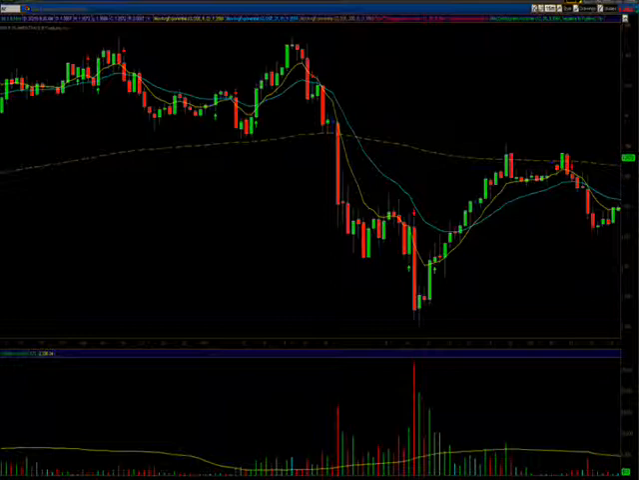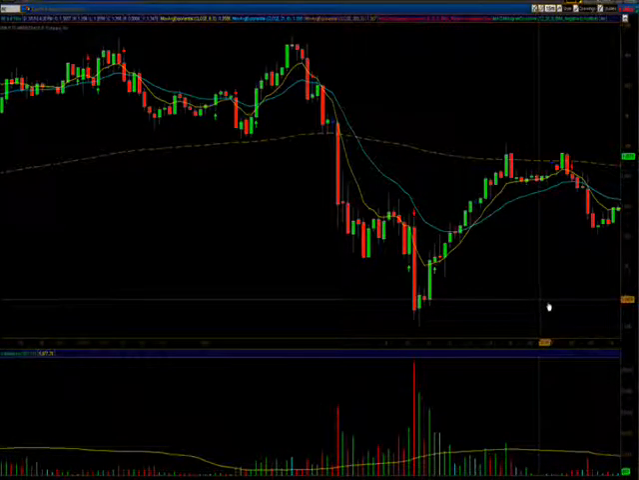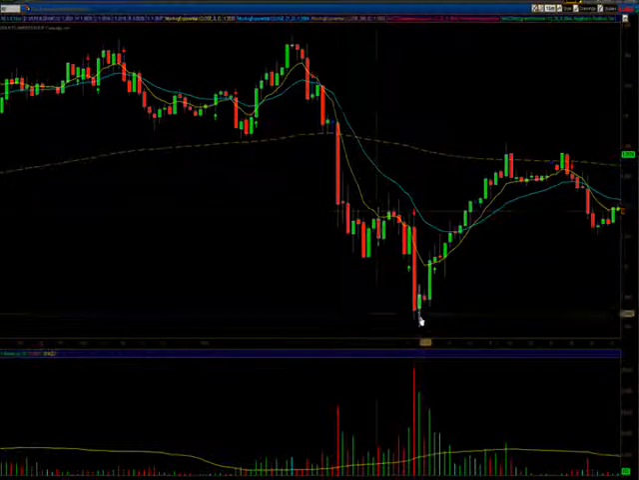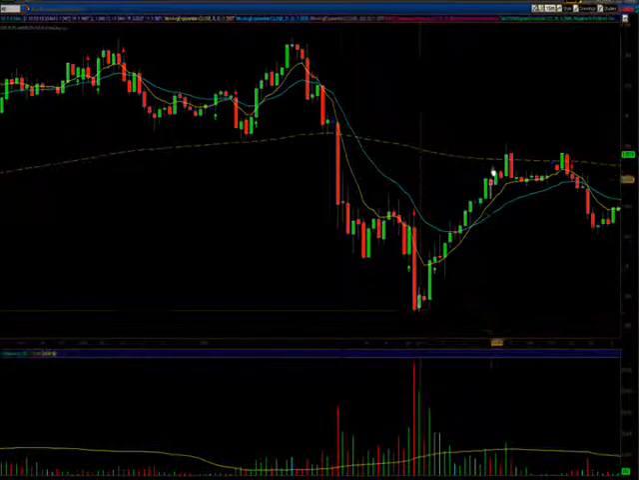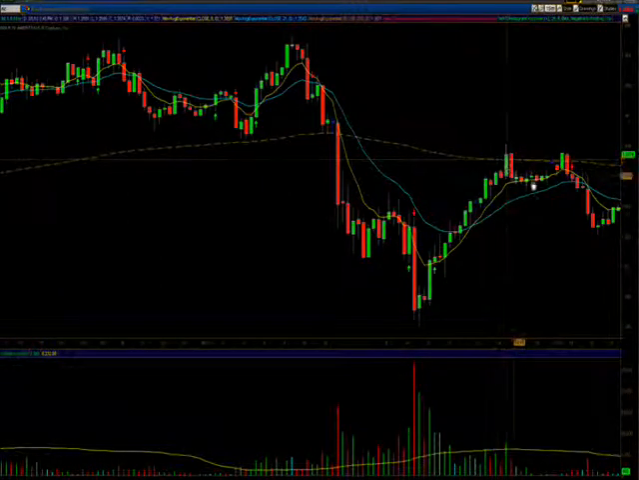You can see we had this run down yesterday that I got caught in, so did a lot of people. And then we had this run up to the 200 EMA here. This is the 15-minute chart, and then a retest. And right here is where I thought that we might have some interesting trade play to take.